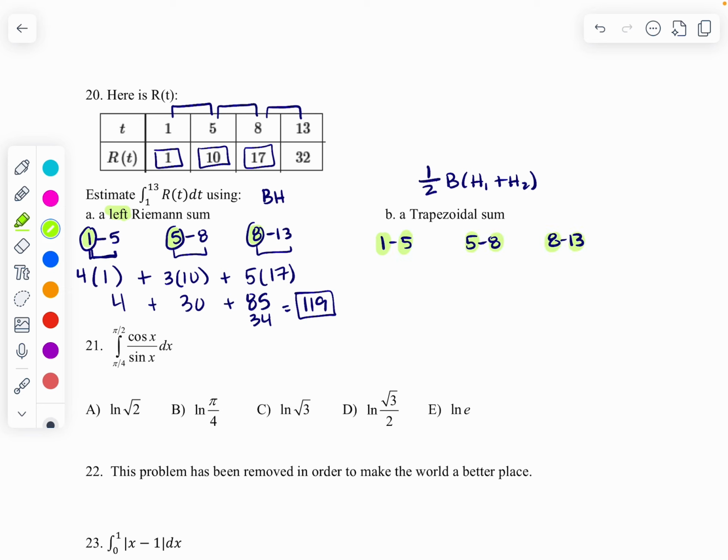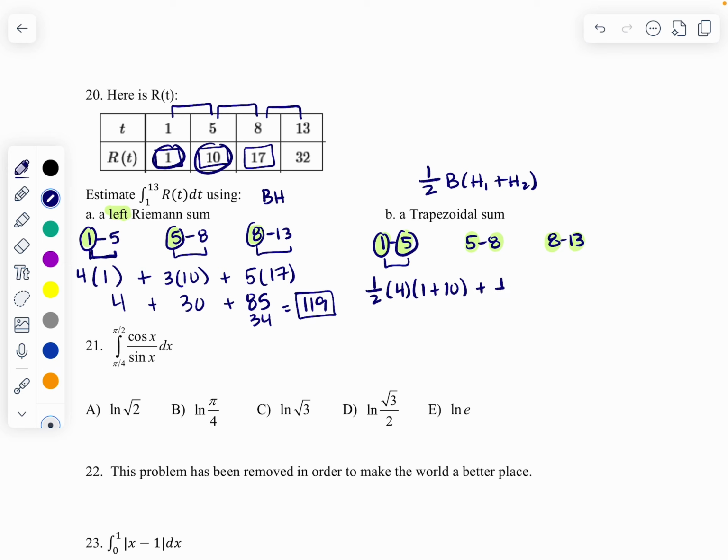Okay, so what do I get on the first one? So this guy right here, I'm going to have 1/2 times, the base is 4, that's the distance from 1 to 5. And then the height at 1 is again this 1. And the height at 5 is the 10.